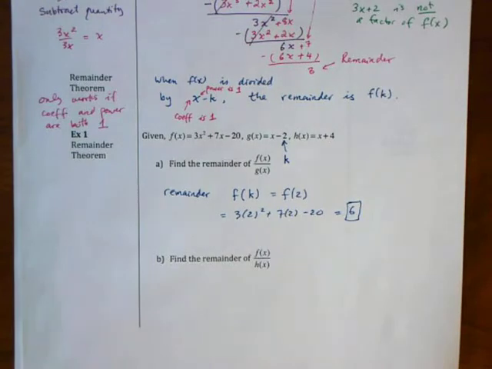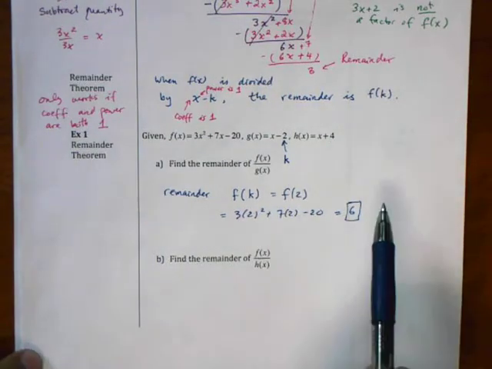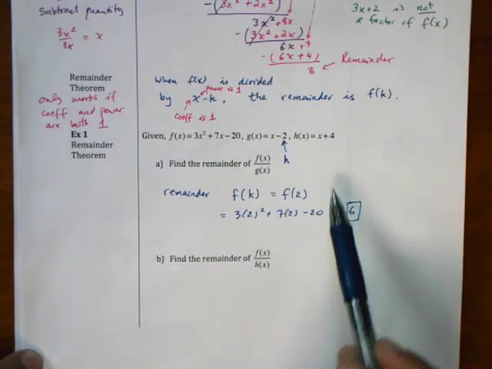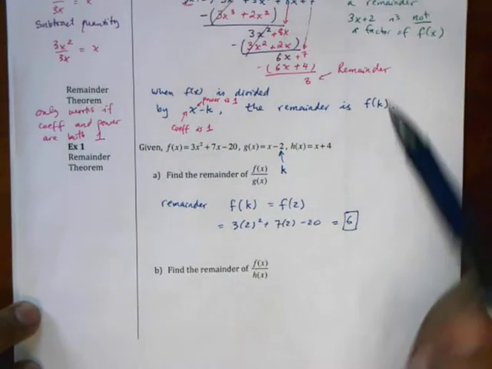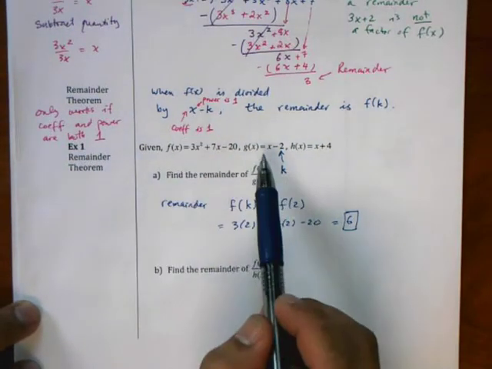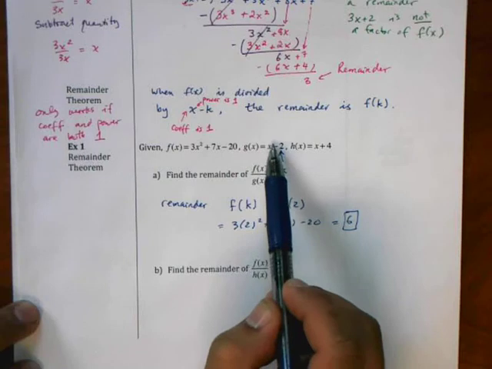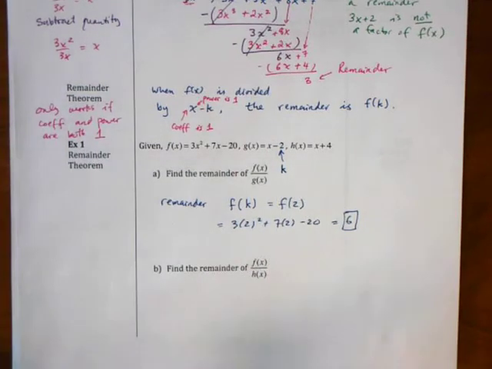Now, we could have done the exact same thing and gotten the same exact answer going through the same process as the polynomial division here. But because the two conditions are satisfied, the coefficient is 1 and the power is 1, we can apply the theorem. Okay, let's look at the next example.